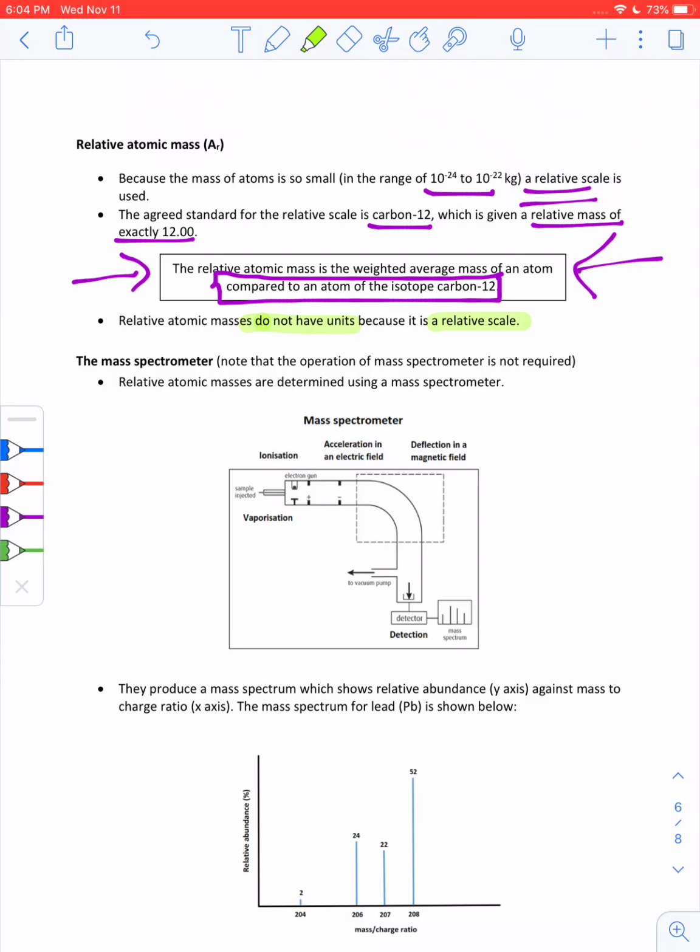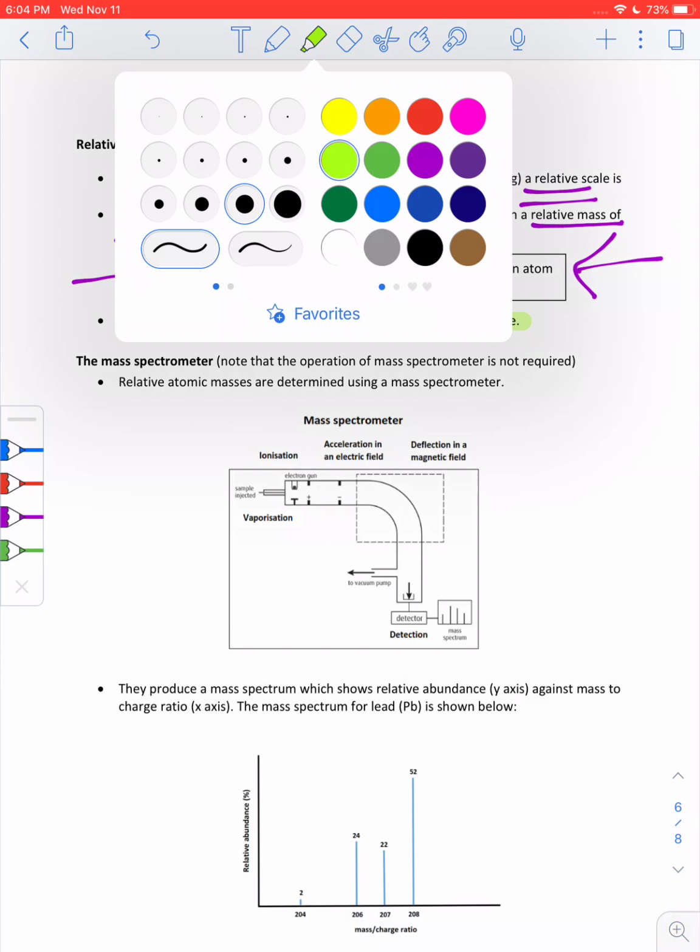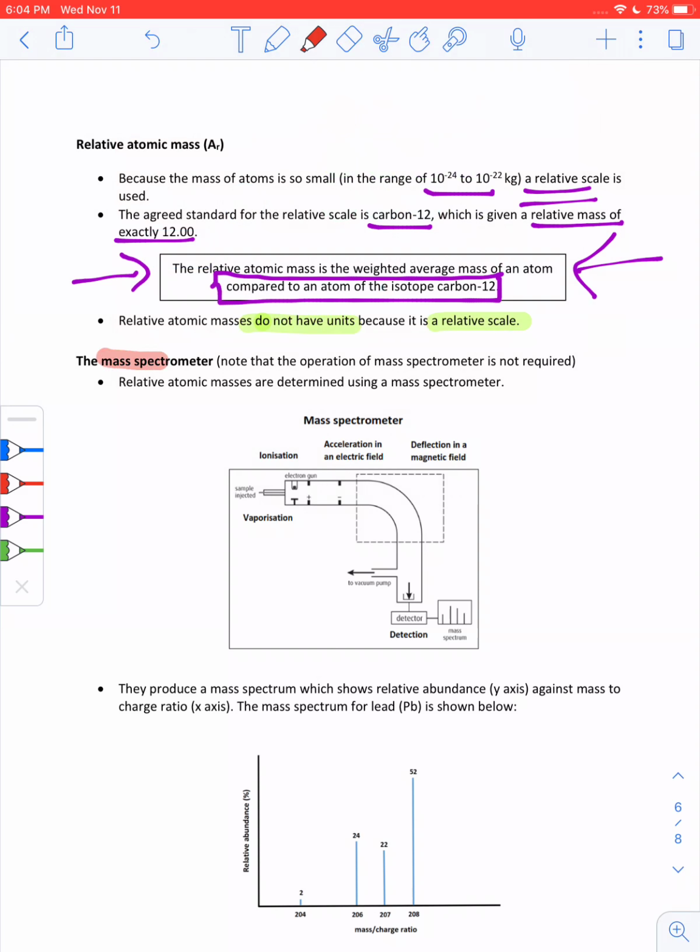So where do we get the numbers that we use for these calculations? Well, I'm glad you asked. There is a machine that is called a mass spectrometer, okay? We used to have to know how this whole machine worked, but they removed that from our IB curriculum, so we don't have to know that. But I just wanted to briefly go over the parts of it just to explain how this works.